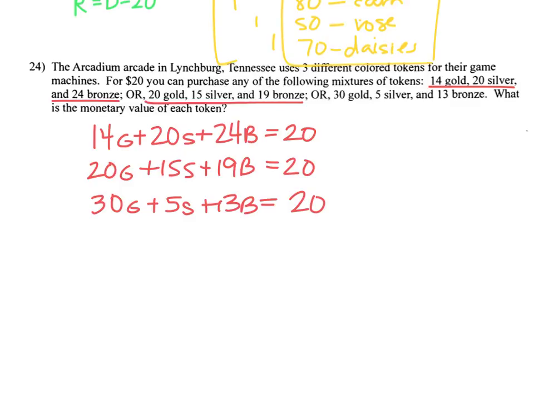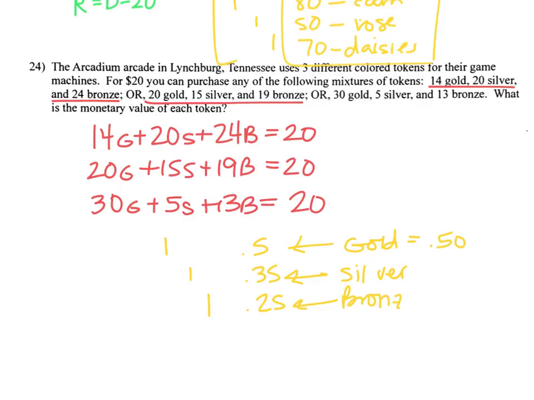All right, when I set up my matrix and typed all of that into my calculator, I ended up getting ones diagonally, so that's good. That's what I want. 0.5, 0.35, 0.25. So that means a gold is worth, now 0.5 is not 5 cents, right? 0.5 is 50 cents. Silver is going to be worth 35 cents, and then bronze is going to be worth 25 cents. All right, so those are going to be your values there.